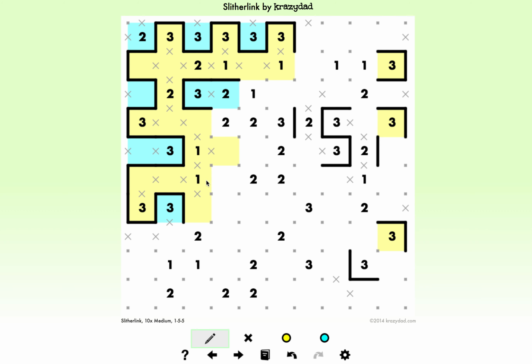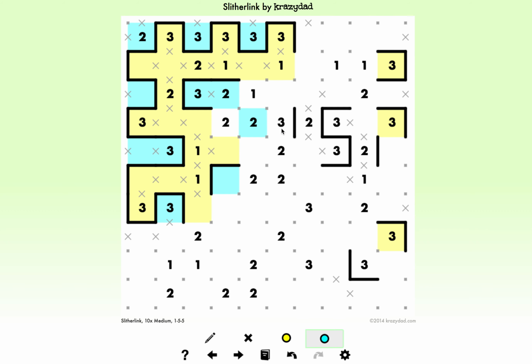So let's look at the colors on this one. This one has 3 yellows already, so that means this one is a blue. All right, now I'll put in my segments. Okay, we have a 2 here with 2 yellow. That means that the other 2 are blue.